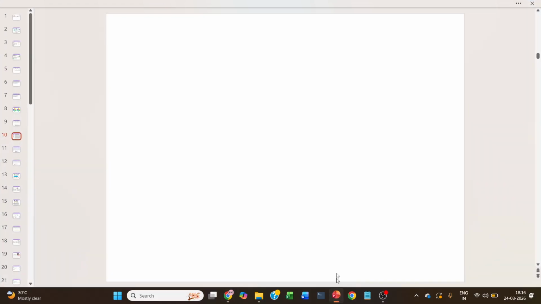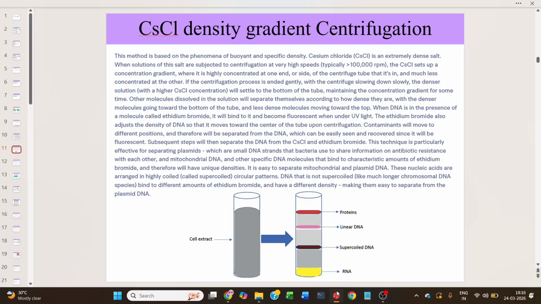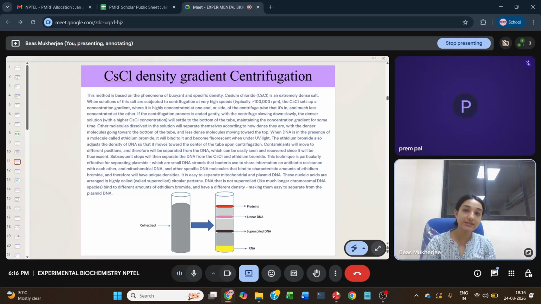Now we will start with one of the very important methods, and that is cesium chloride density gradient centrifugation. This method is based on the phenomena of buoyancy and specific density. Cesium chloride is an extremely dense salt. If you remember the position of cesium in the periodic table, you will know that it is down below, and that is why it is very, very heavy compared to sodium, calcium, etc.